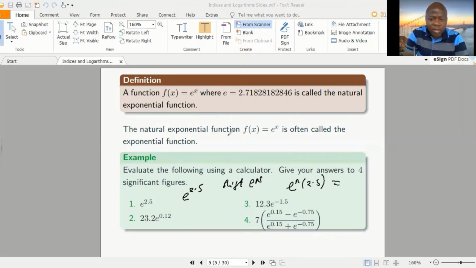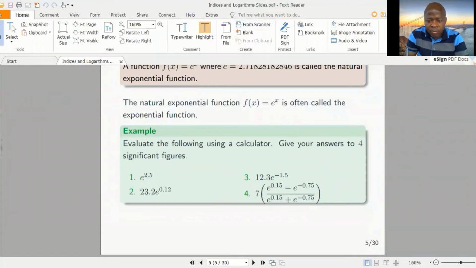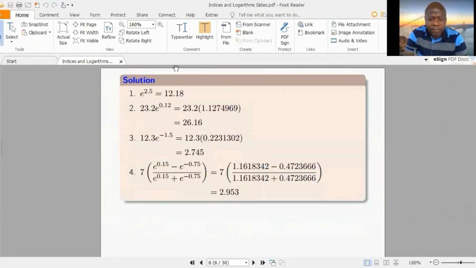So for these, I just want us to use the calculators. There's nothing much here. Just go to your calculator and press these things. I'll also be using my calculator so that we compare the answers. Now understand your calculator. So press e raised to 2.5 and see what you get. I'm getting 12.18.